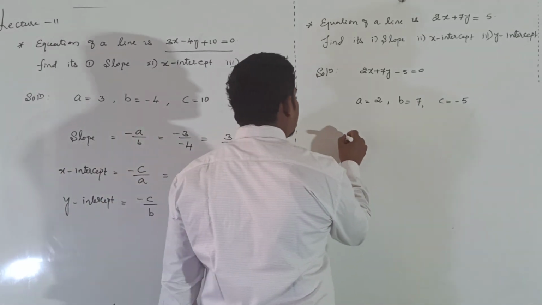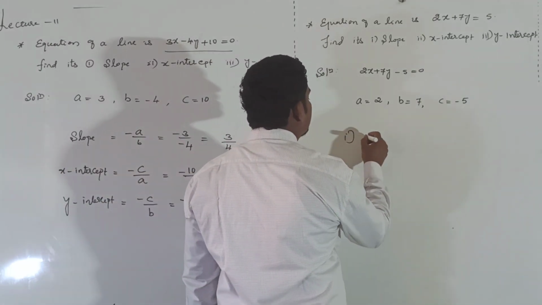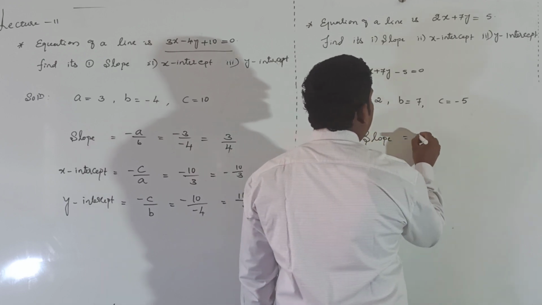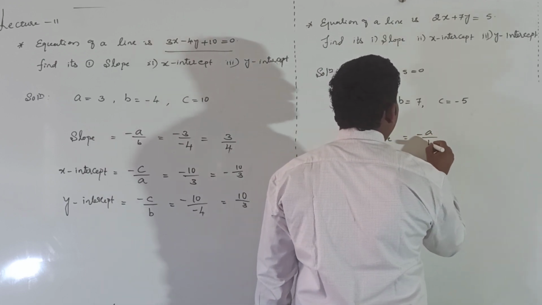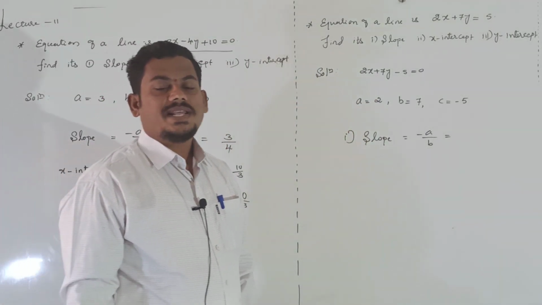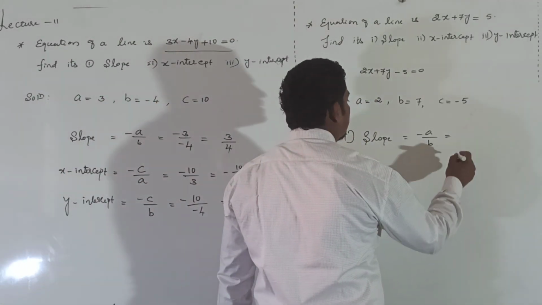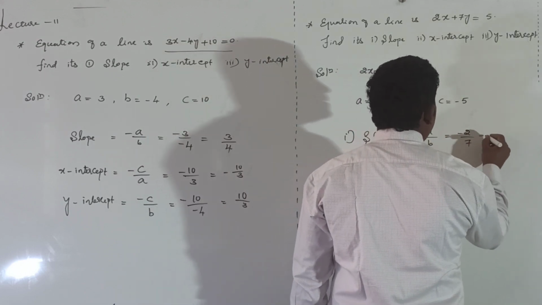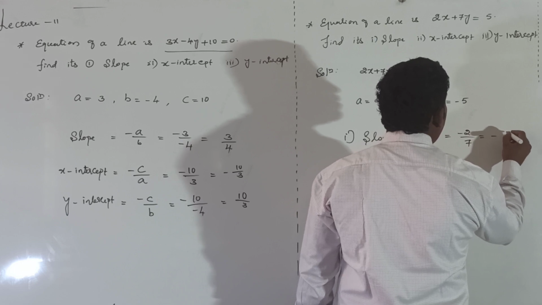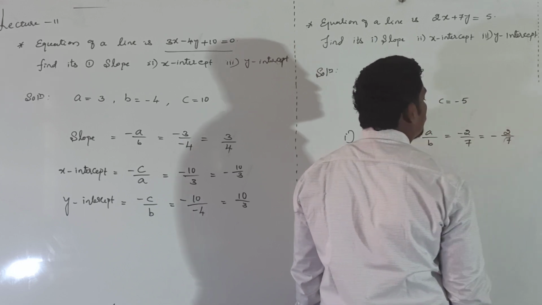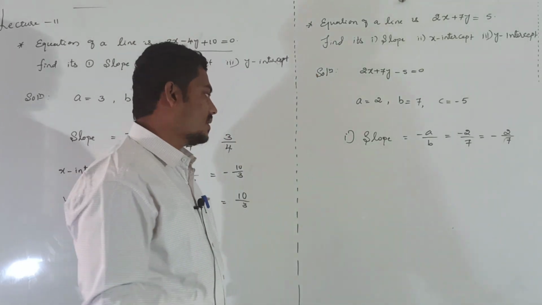After that, what is the first question? We need to find the slope. Slope means small m value. Small m is equal to minus a by b. It is the formula for finding the slope of the straight line. That is minus 2 divided by b value 7, that's equal to minus 2 divided by 7, which is its slope.